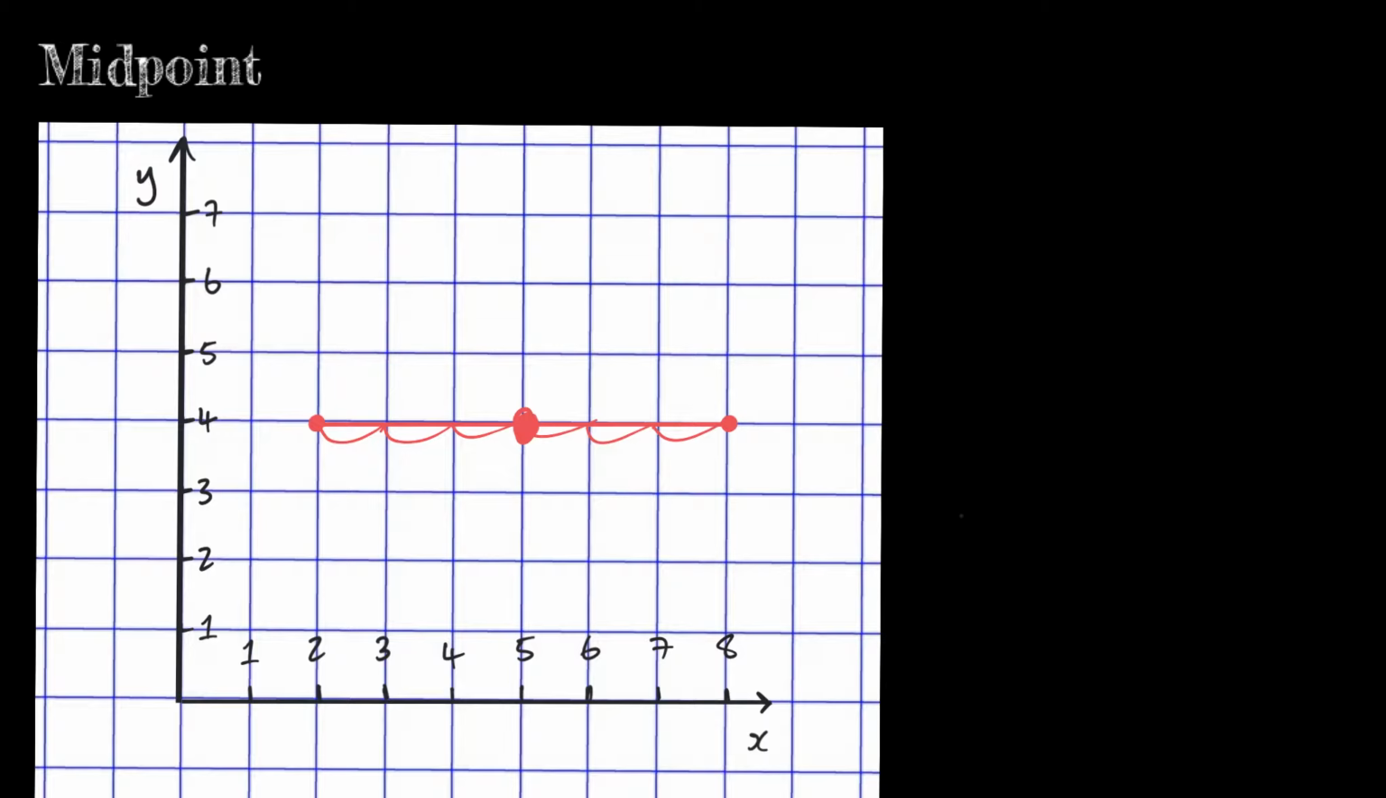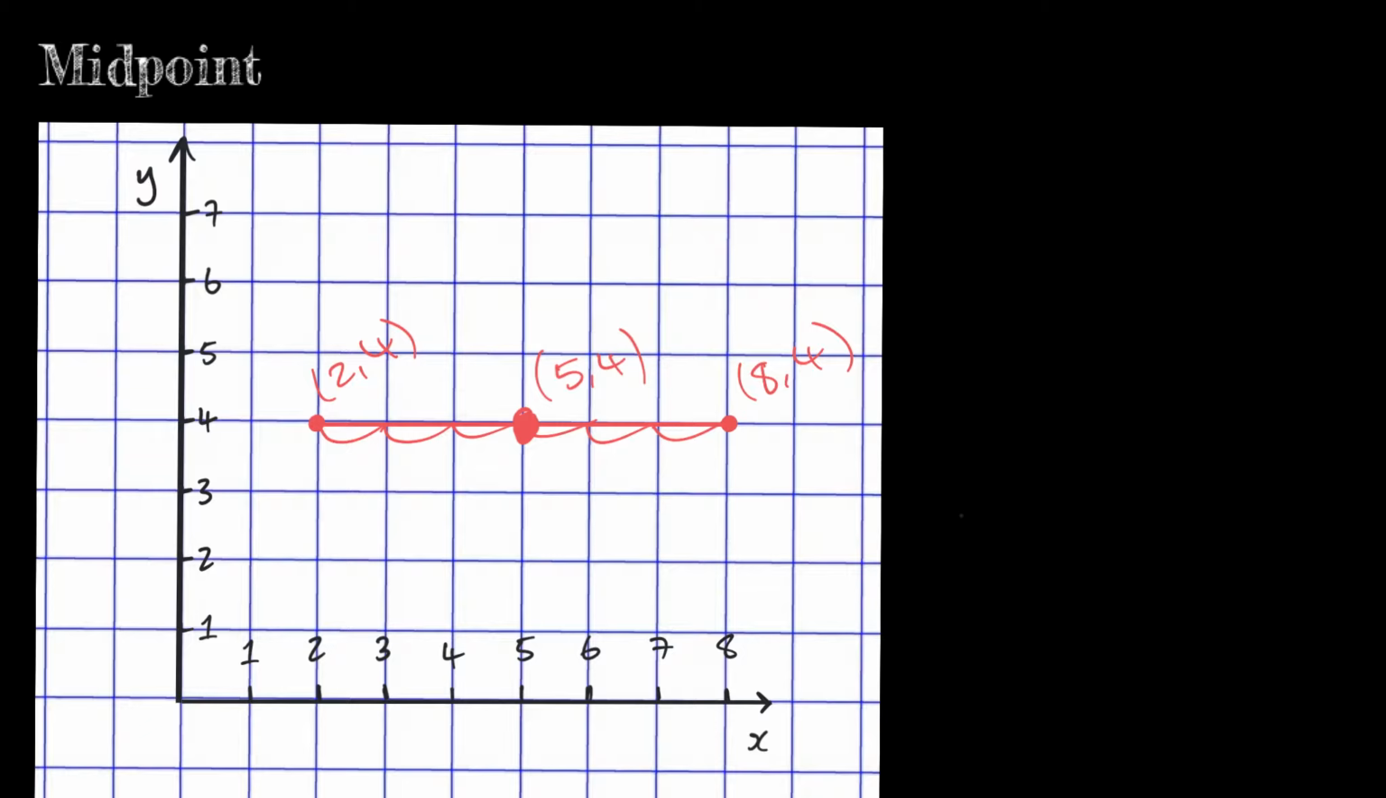I'll just label that first of all. So that is 5 and 4. So the midpoint between the points 2 and 4 and 8 and 4 is going to be 5 and 4.